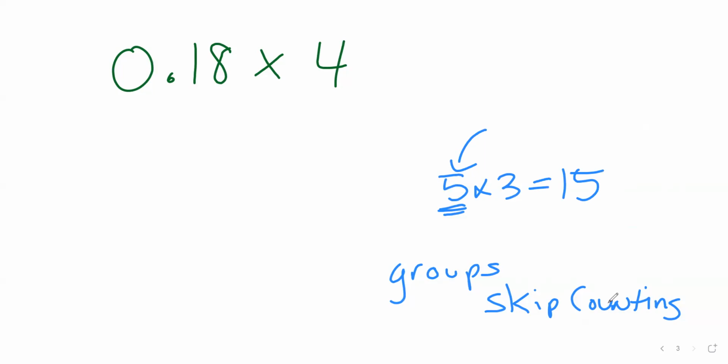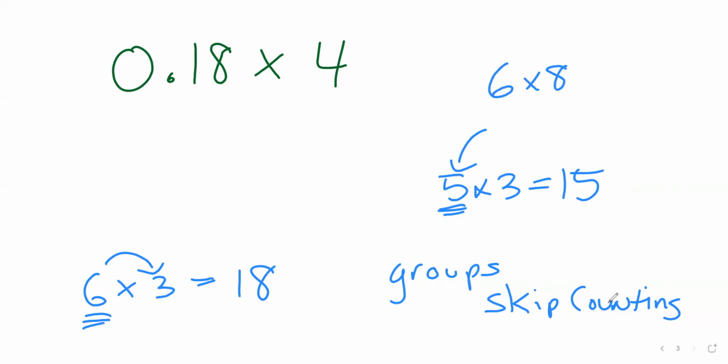Or if we say something like, oh, well, what is 6 times 3? Well, that's me counting by 6s 3 times. So 6, 12, 18. Gosh, I used 3 both times. So let's use another example. Well, maybe it's 6 times 8. And I'm like, oh, okay. Well, that's me counting by 6s 8 times, which I actually don't know how to do.